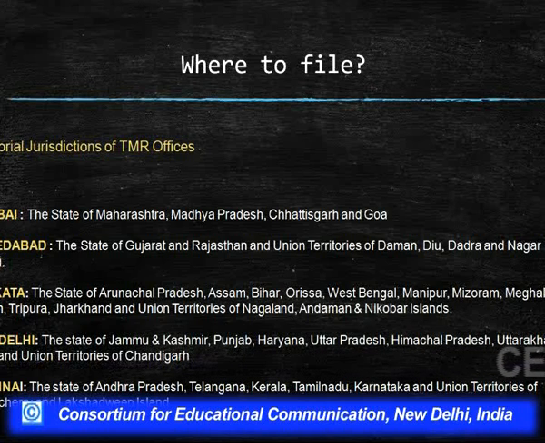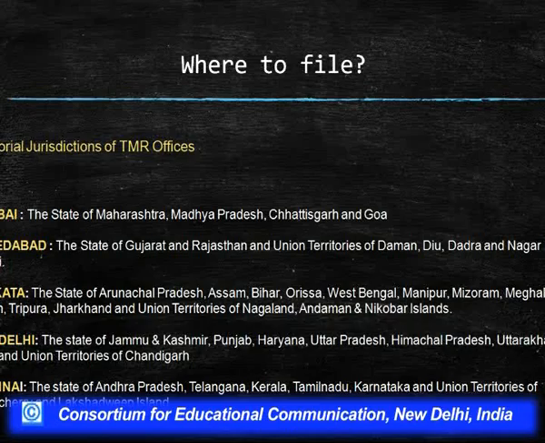Then the third trademark office in India is the Kolkata office, where the states of Arunachal Pradesh, Assam, Bihar, Odisha, West Bengal, Manipur, Mizoram, Meghalaya, Sikkim, Tripura, Jharkhand, Nagaland and the Union territory of Andaman and Nicobar Islands are covered. The New Delhi office covers applicants of J&K, Punjab, Haryana, Uttar Pradesh, Himachal Pradesh, Uttarakhand, Delhi and the Union territory of Chandigarh. And the Chennai office of the trademark registry covers Andhra Pradesh, Telangana, Kerala, Tamil Nadu, Karnataka and the Union territories of Pondicherry and Lakshadweep Islands.